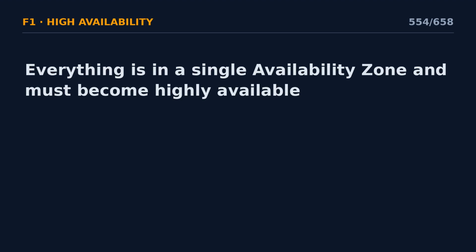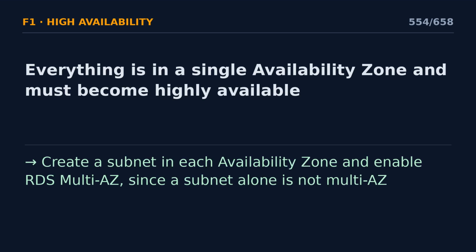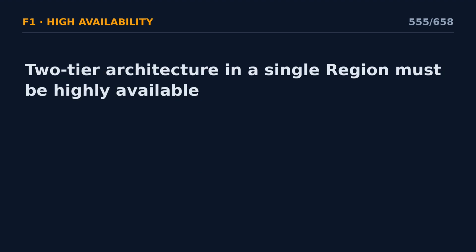Everything is in a single availability zone and must become highly available. Answer: create a subnet in each availability zone and enable RDS Multi-AZ, since a subnet alone is not multi-AZ. 2-tier architecture in a single region must be highly available.